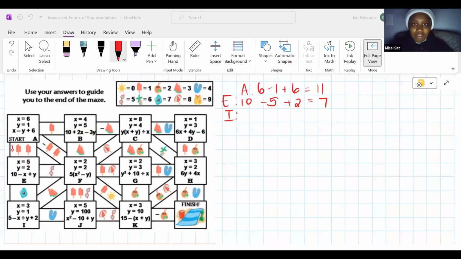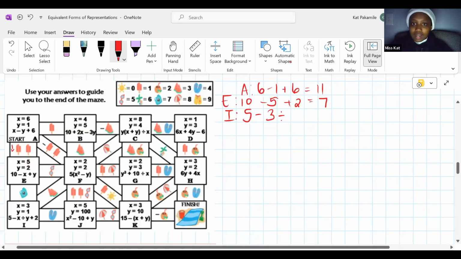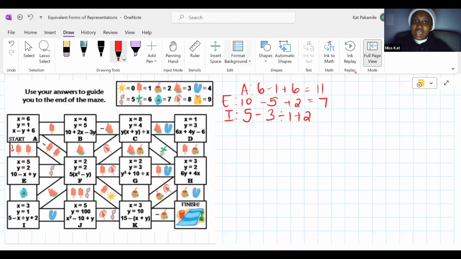I says 5 minus x, which is 3, divided by y, which is 1, plus 2. The only trick here is you need to remember BODMAS, okay? So it's going to be 5 minus 3 plus 2, which is how much? 5 minus 3 is 2, plus 2 is 4. So where are we going? 4 corresponds with what? The watermelon or the flip-flops? The flip-flops. Thank you very much. So we are going to J. See, guys, it wasn't that bad.